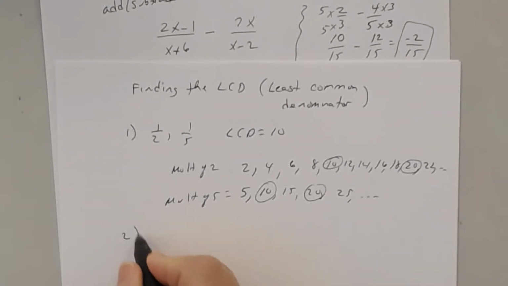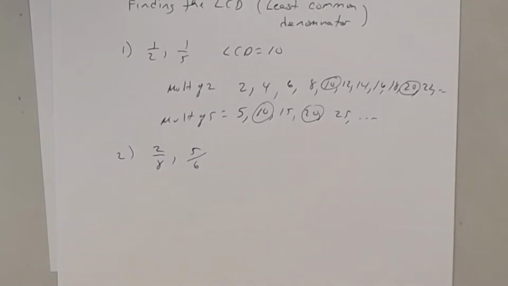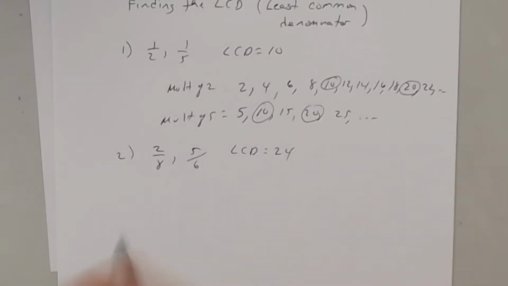All right, let's look at number 2. Suppose this time I had 2/8, comma, 5/6. Now again, you had enough experience to be able to tell me what the least common denominator is. Not a common denominator. I don't want just any common denominator. I want the least. 8's not the least, because 6 is not going into 8 evenly. 24. 24 is the least common denominator. 8 goes into 24 and 6 goes into 24 evenly. And that's the smallest one. There's 48, but 48 is not the least. 48 is a common denominator.